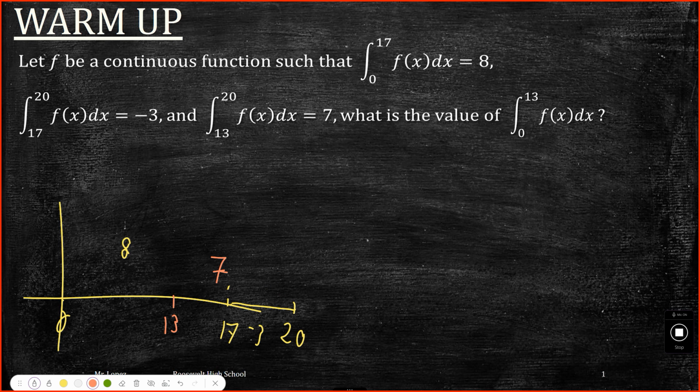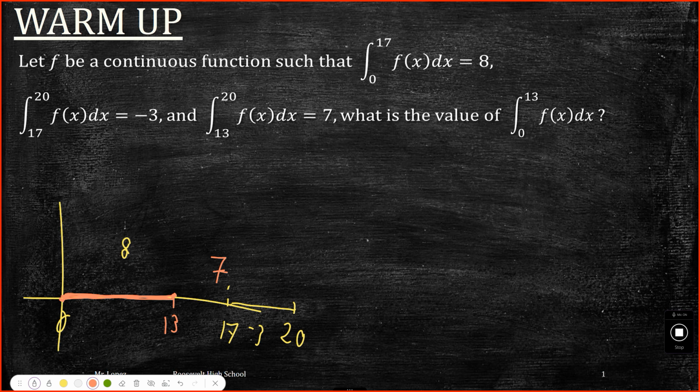What is the value of 0 to 13? 0 to 13. From here to here. What did it do in between there? How are we gonna do this? Let's see. I didn't even think about it. Who can explain it to me? What's one way to do it mathematically?